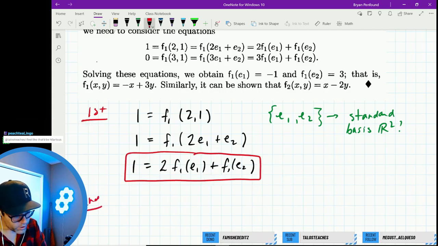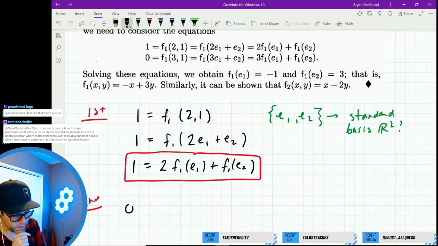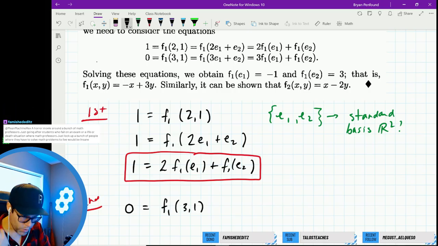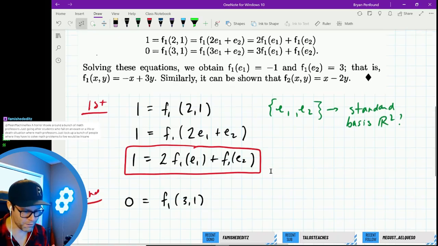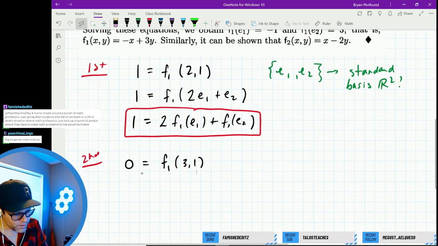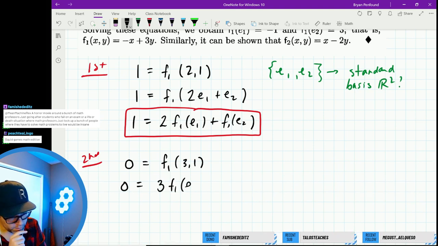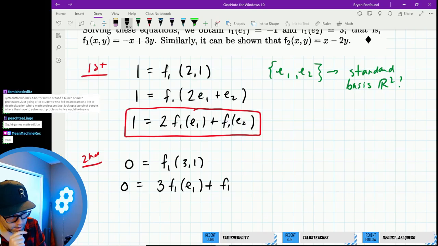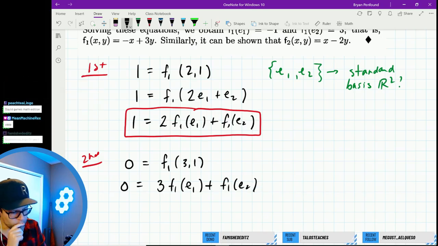Now the second equation, we know this has to be equal to 0 because i and j are not the same. So our Kronecker delta function would return back 0. And this is going to be what happens as F1 pushes the second basis vector through to the other side, right? Through to the field that we're working with, which is R. So, okay, so this means 0 should be equal to 3 F1 evaluated at E1 plus F1 evaluated at E2. And so these are the two equations that they come up with.